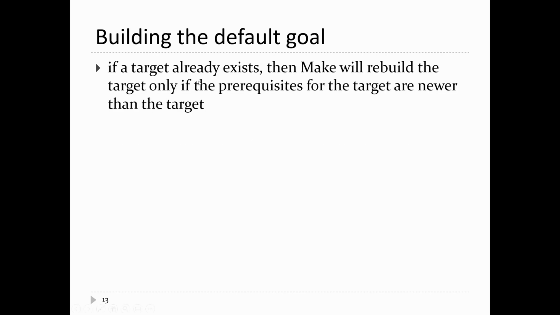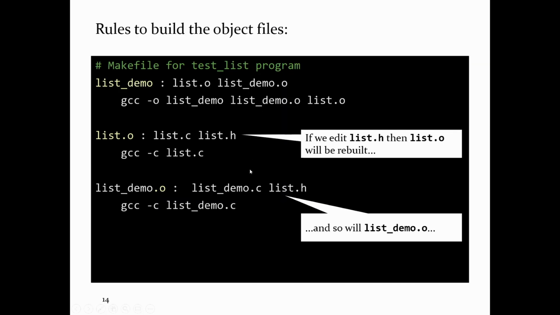Okay. So in this makefile, the way it's written anyway, if I touch list.h, I don't even have to modify it. All I have to do is run the touch command, and that will update the modification time on list.h. So I touch list.h, then list.o will be rebuilt, listdemo.o will be rebuilt, and then listdemo gets rebuilt.